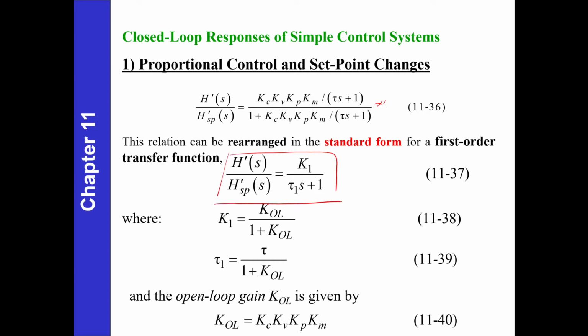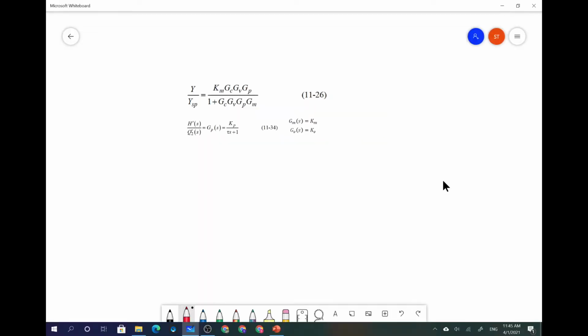This is a simplified form. From this into this, with this and this, with KOL equal to this. I guess I really have to show it on my whiteboard. Okay, here is my whiteboard. Thank goodness on this whiteboard we can paste some equations, so that we don't have to go back to the slide each time.